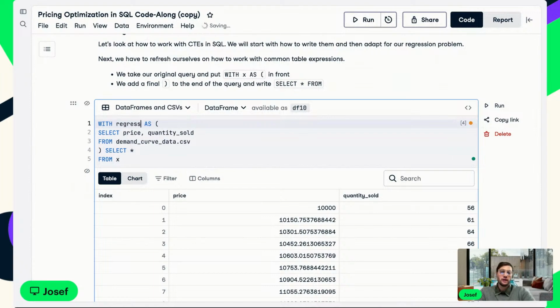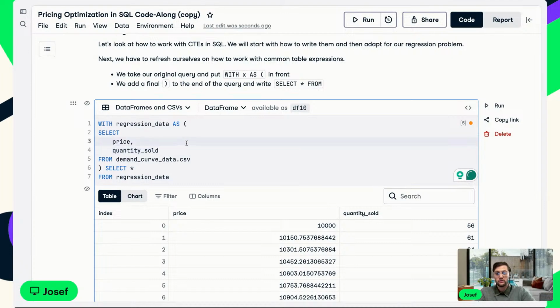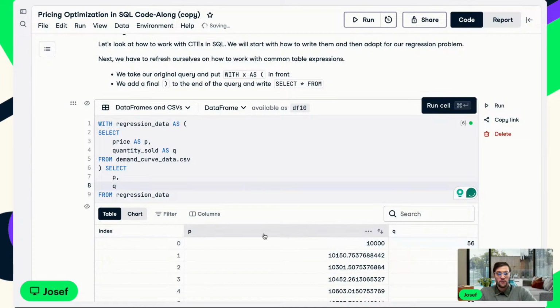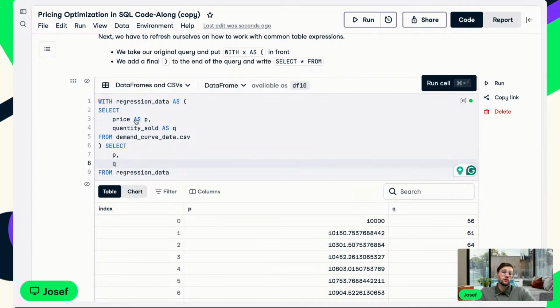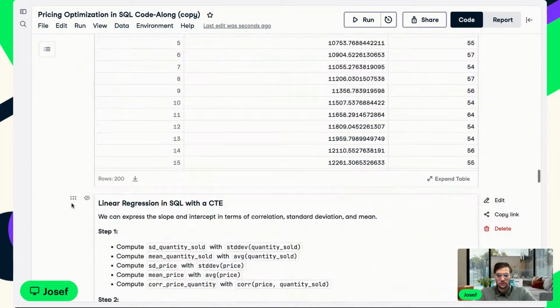As a next step, you can name your CTE, for example, regression data. And whatever you put up here, you'll put down lower in the from clause. And then the beauty of the CTE is I can now alias these things. Select price, select quantity sold. I can say price as P and quantity sold as Q. And now what I'm doing is I'm selecting P and I'm selecting Q. And you see P and Q will show up in the columns of the data frame. So this will be really useful as we're starting to add things together and we want to keep our code clean. So there is a common table expression.